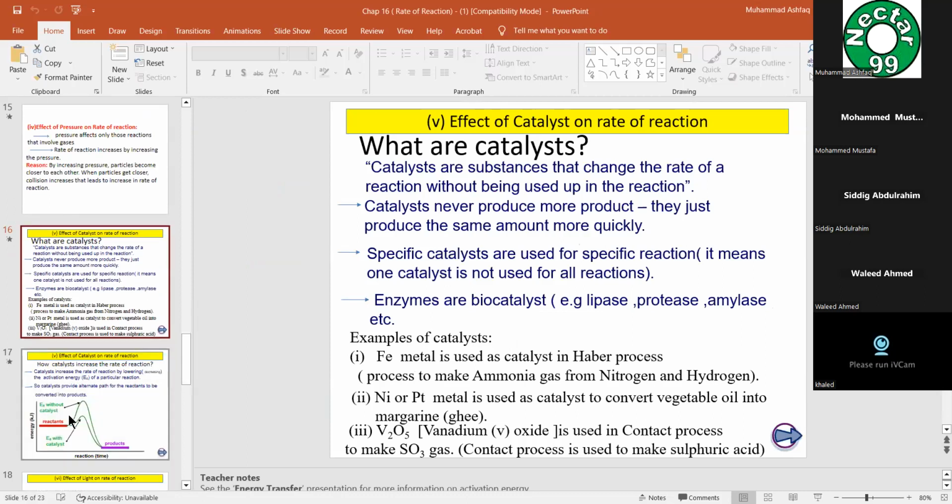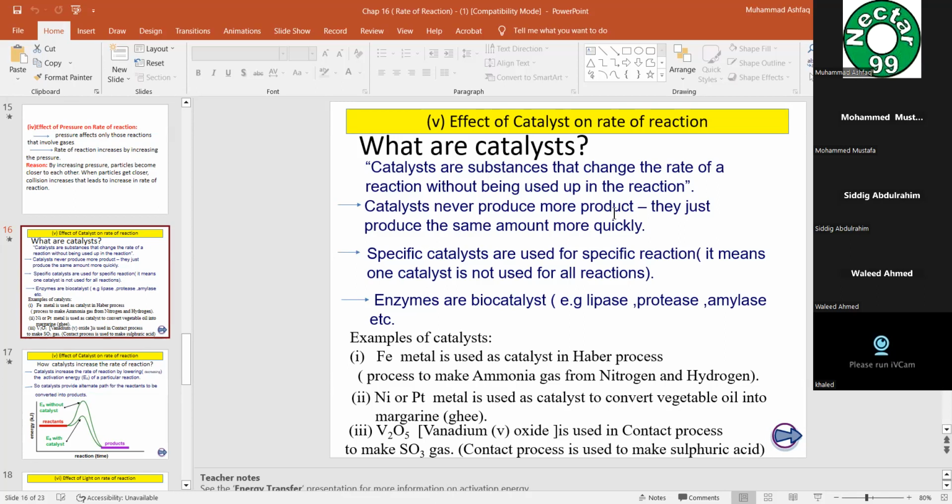what are catalysts? Catalysts are the substances that change the rate of reaction without being used up in the reaction. They are chemicals, substances that don't get used up themselves. And at the end of the reaction, you can get back the catalyst, the same as you added. So they are a special type of chemical that affects the rate of reaction. In this way, they can basically increase the rate of reaction.